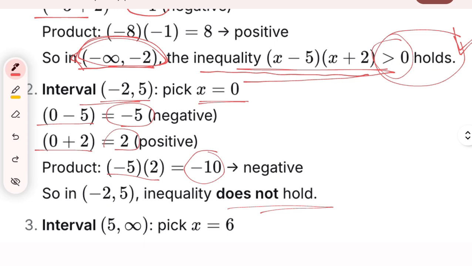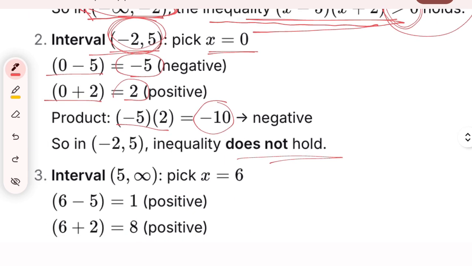See, it says here, greater than 0. No, it is not greater than 0. Negative 10 is less than 0, right? So therefore, the second interval, negative 2 to 5, does not hold. So it does not satisfy at all. So let us test the last interval.